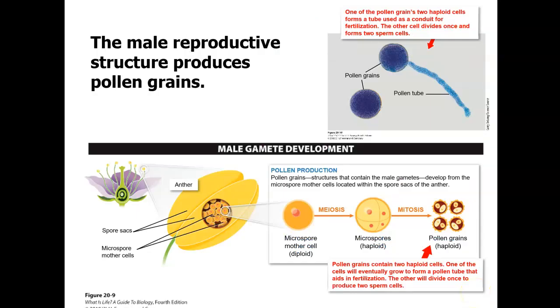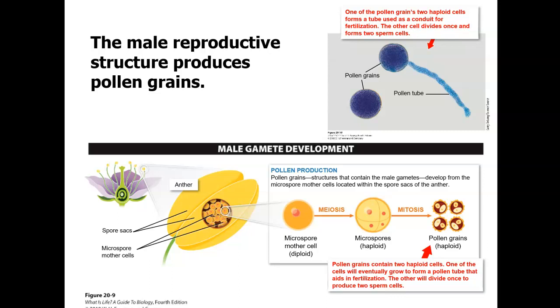So the male reproductive structure is going to produce pollen grains. One pollen grain is going to have two haploid cells, and one is going to form a tube. Remember, that pollen tube is going to be used in the conduction of fertilization. So when it lands on top of the stigma, it's going to use that pollen tube to come down and go to the ovule. Then the other cell is going to divide once and form two sperm cells.